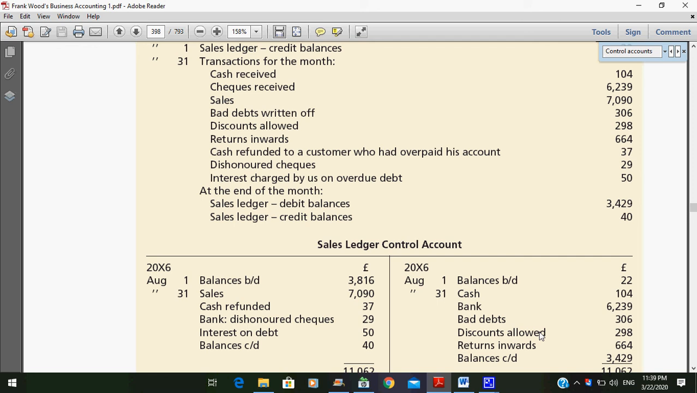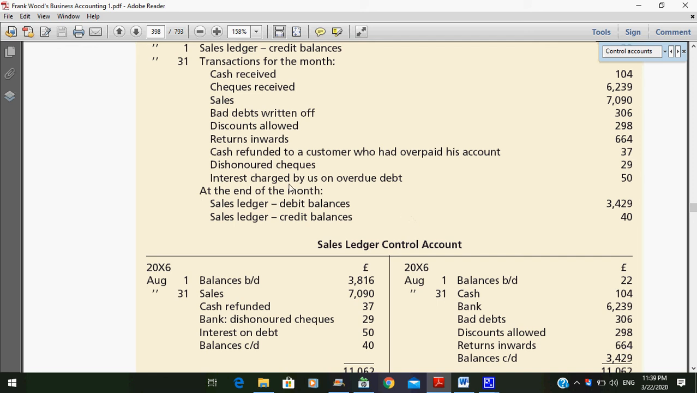Alright? Next one now, cash returns inwards. We have a step which tells us to post the total of the returns inwards day book to the credit side of the sales ledger control account. So that's why you have the 664 right here. Good.